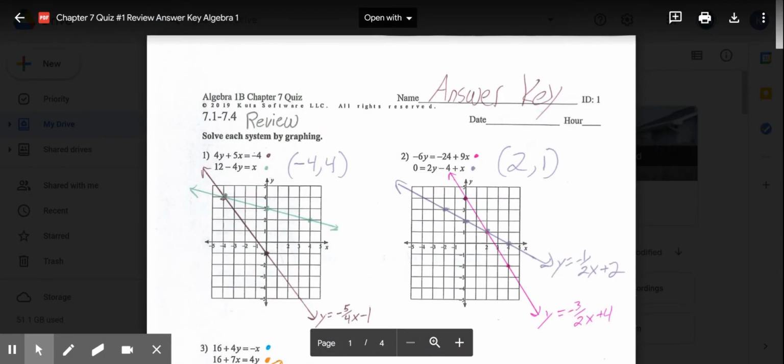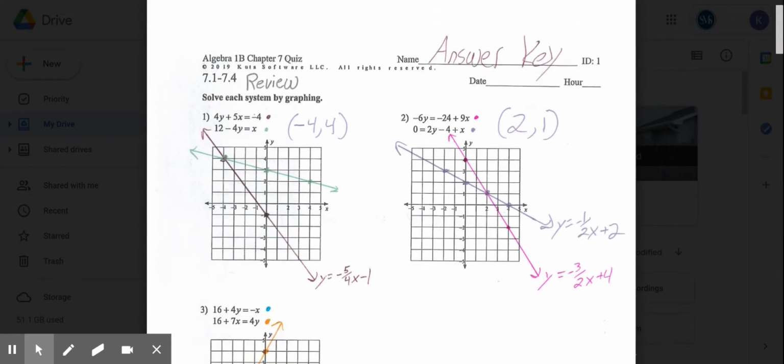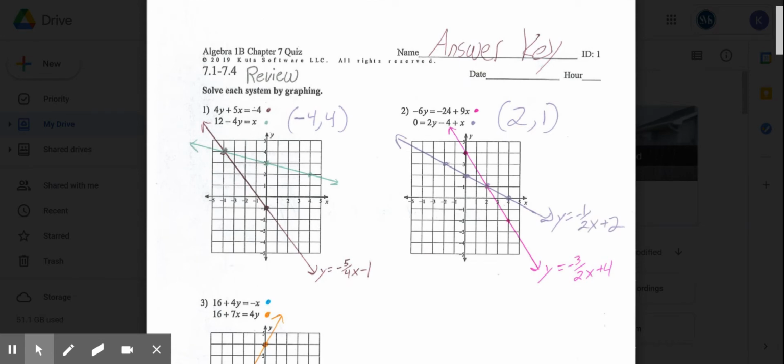First off, if we look up here, for numbers 1, 2, and 3, they want us to solve each system by graphing. What you want to keep in mind is that the easiest way to do the graphing would be to write each one of the equations in y equals mx plus b form, or slope-intercept form. That way we can then do the graphing more easily.